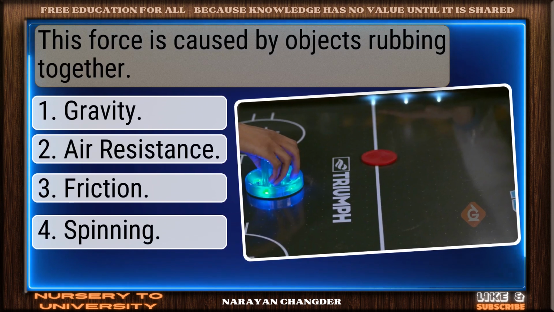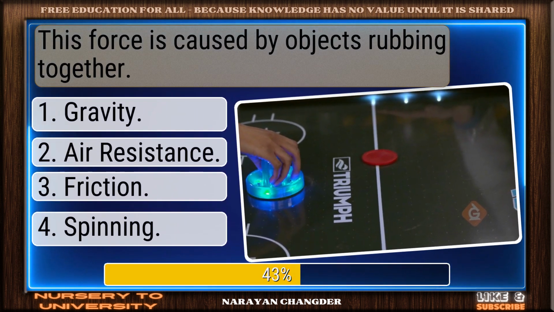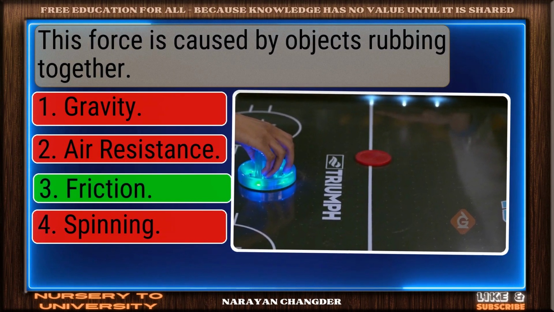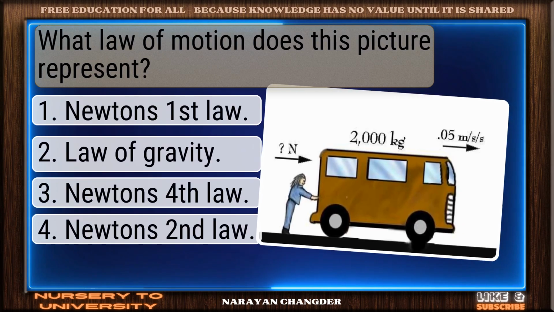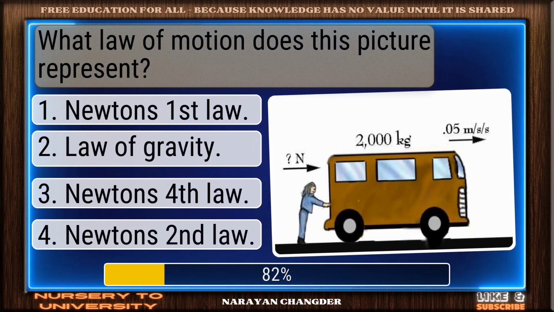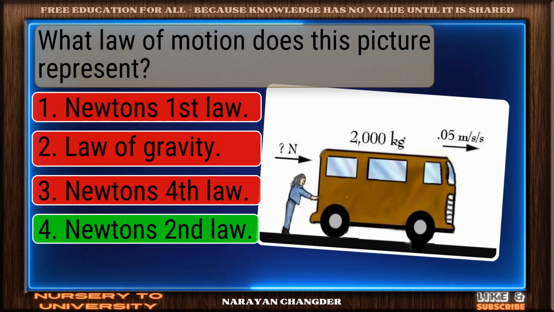Question number 55. This force is caused by objects rubbing together. Well done. Friction is the right choice. Question number 56. What law of motion does this picture represent? Excellent. Newton's second law is a brilliant choice.